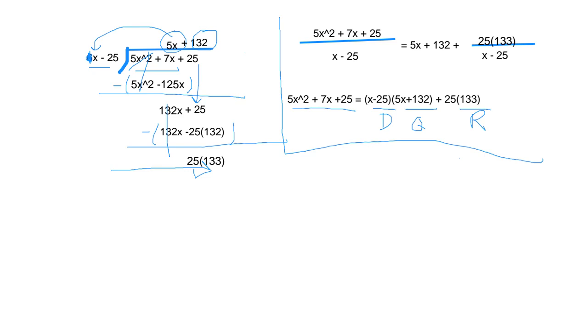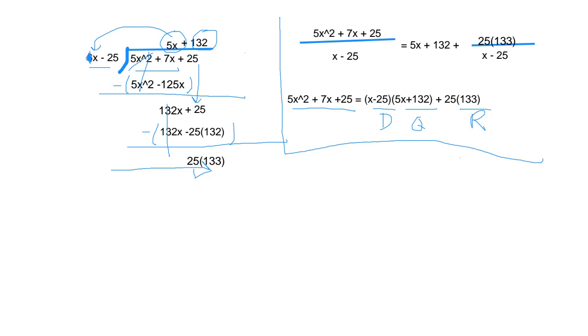Let's do this one, 5x squared, or this is x minus 2, right? You see this one is exactly the same, 5x squared plus 7x plus 25 divided by x minus 2. So 5x squared plus 7x plus 25 is the dividend, the numerator. X minus 2 is a divisor, is the denominator. So when we do a long division, we would get a quotient 5x plus 17. But then we will have remainder 59.